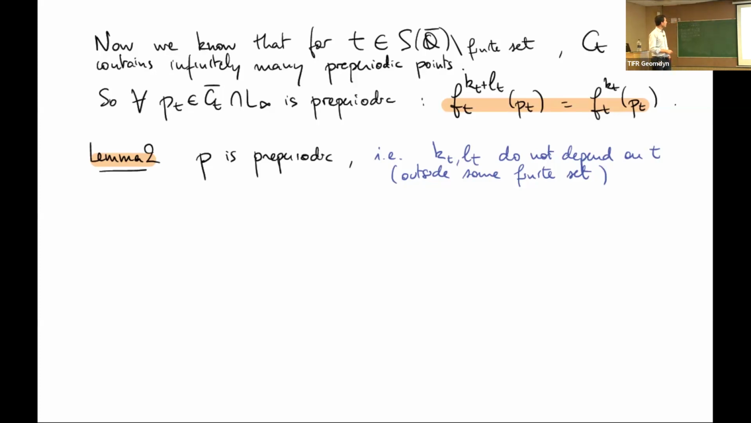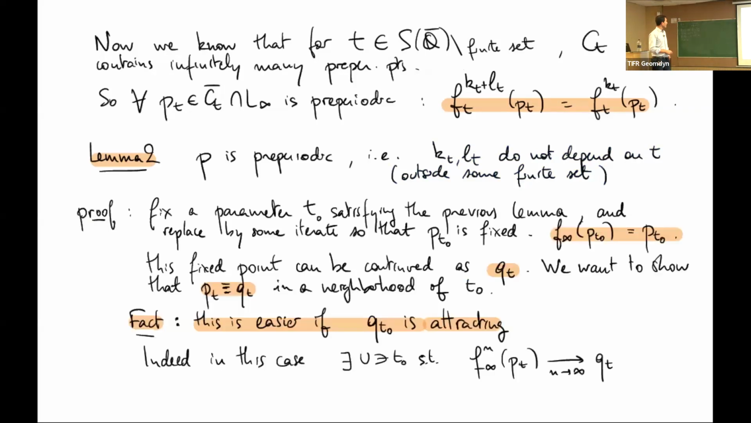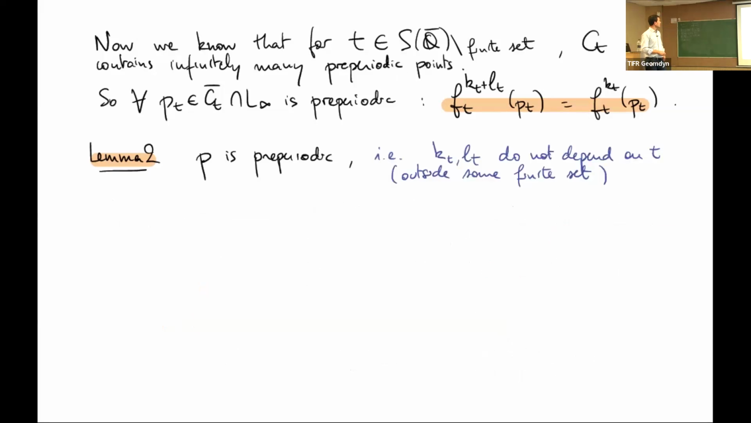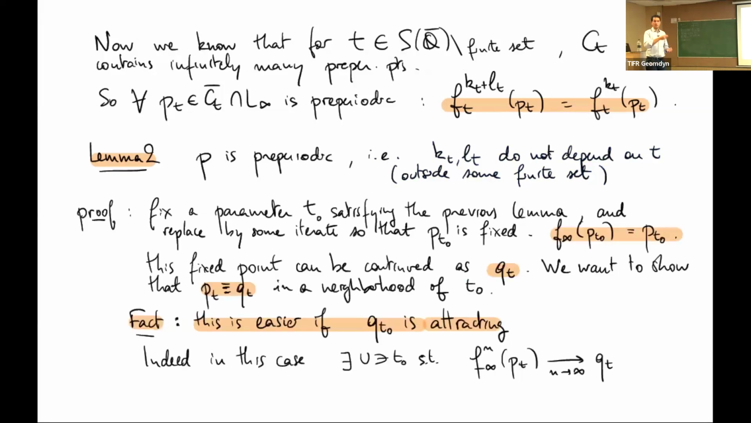So lemma 2 is that P is preperiodic, and how do you prove this? You fix such an algebraic parameter which satisfies the previous lemma, so that we can apply the first part. So we know that this point P t0, for the parameter t0, the point at infinity is periodic. You iterate so that it is fixed.